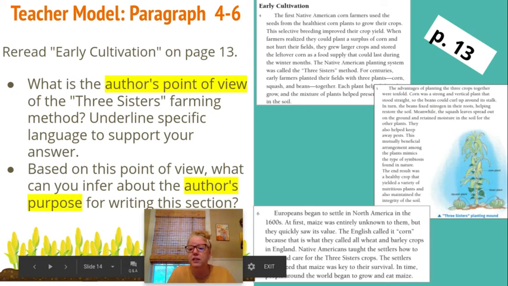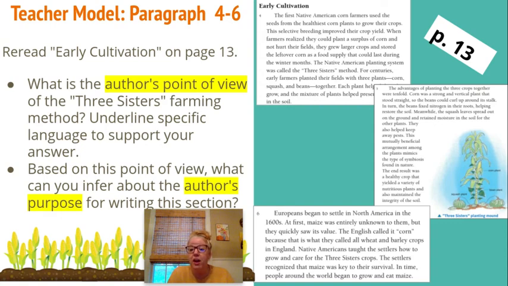The advantages of planting the 3 crops together were tenfold. Corn was a strong and vertical plant that stood straight, so the beans could curl up around its stalk. In turn, the beans fixed nitrogen in their roots, helping restore the soil. Meanwhile, the squash leaves spread out on the ground and retained moisture in the soil for the other plants. They also helped keep away pests. This mutually beneficial arrangement among the plants mimics the type of symbiosis found in nature. The end result was a healthy crop that yielded a variety of nutritious plants and also maintained the integrity of the soil.